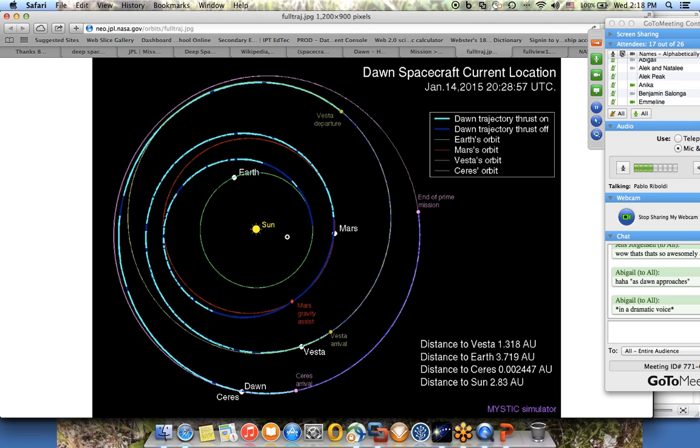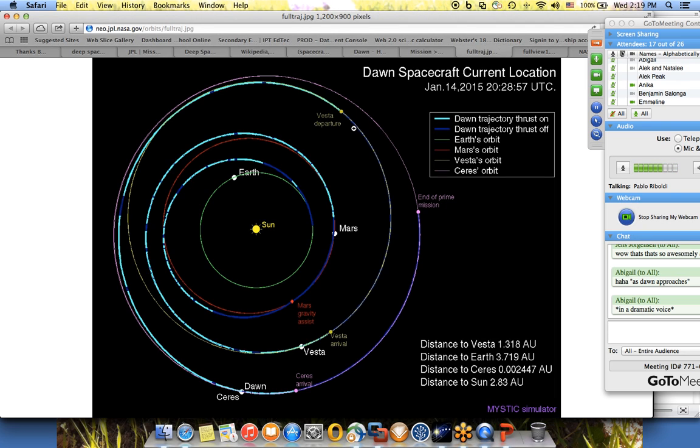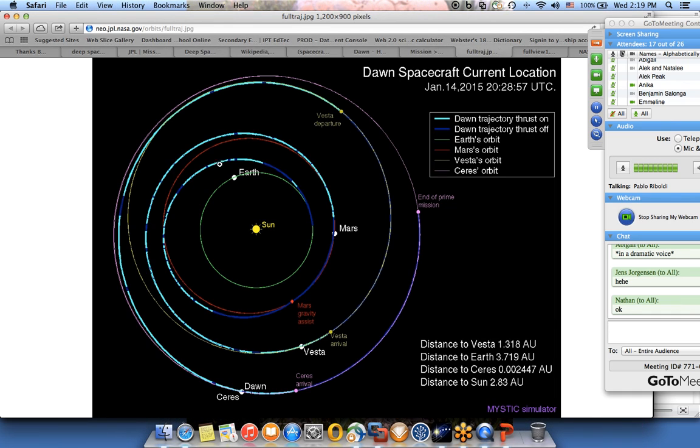It started here on Earth, and it went out. It probably stayed around Earth's orbit for a while, and then it started the outward propulsion. Here you see the light blue is whenever Dawn has the ion thrust engine on. During different periods of time they were using that, and it used that ion thrust engine in order to go from Earth to Mars.